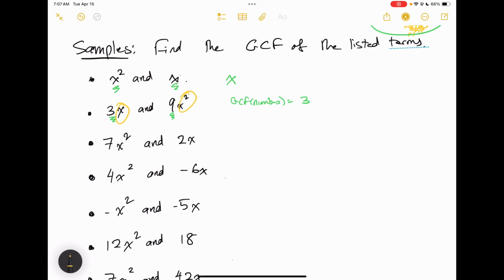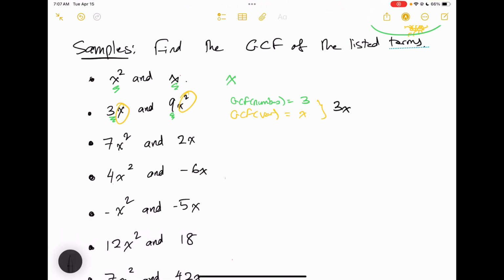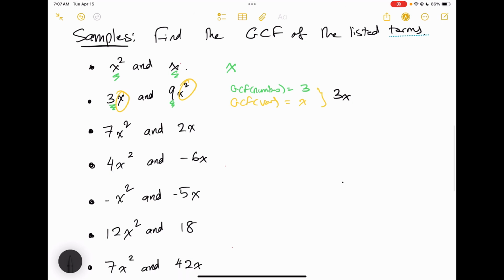Next is the variables, x and x squared, and we know the GCF of the variables, thanks to our algebra fairy related hint, is just x. So the overall GCF is now going to be their multiplication, 3x. No, it's never going to be the addition. Because remember, when we talked about factors, we are exclusively talking about multiplication.